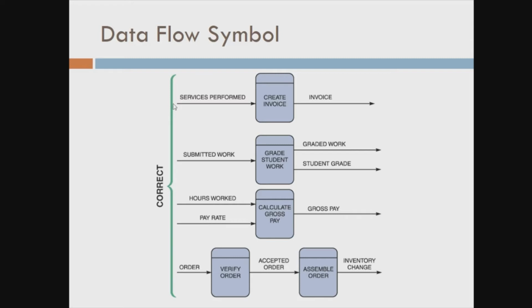It becomes the input to the process and then it will generate the output. So, service performed, invoice, submitted work, graded work. We have the data, then we go through the process, and then we have another data. So data flow shows the flow of the data in your system.